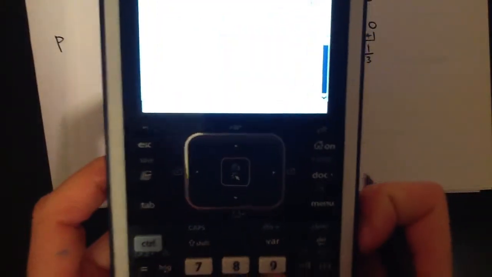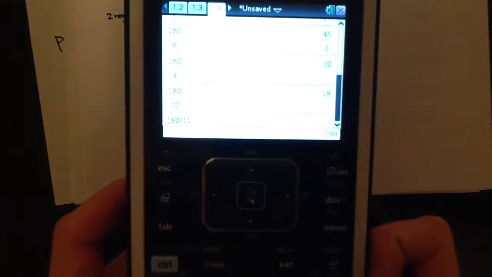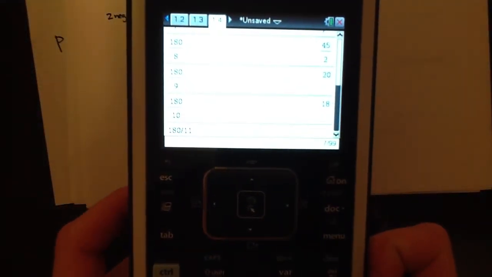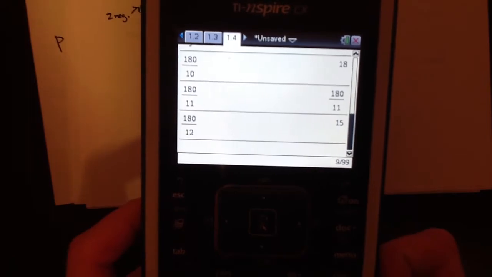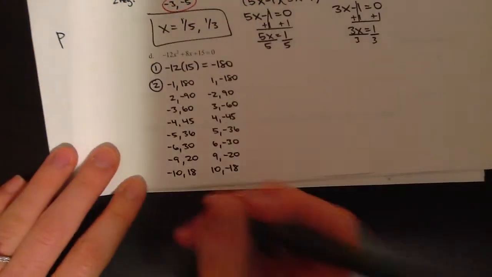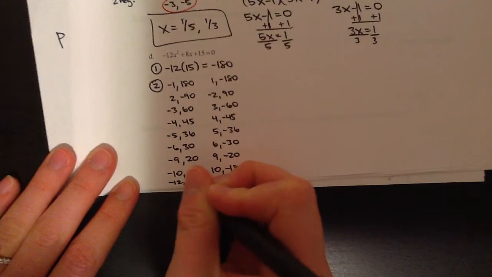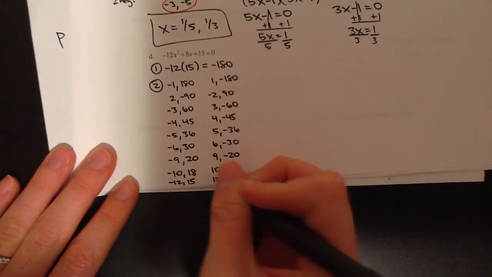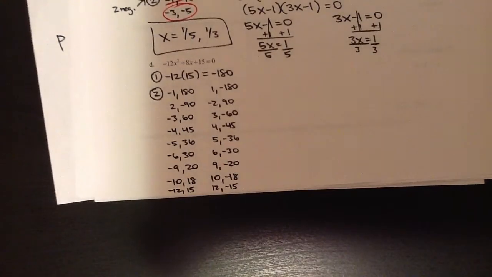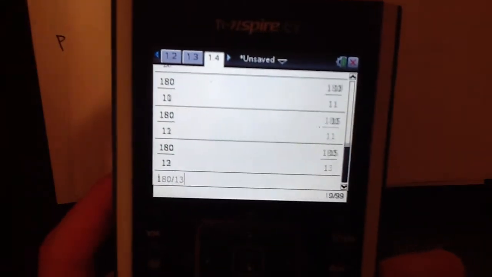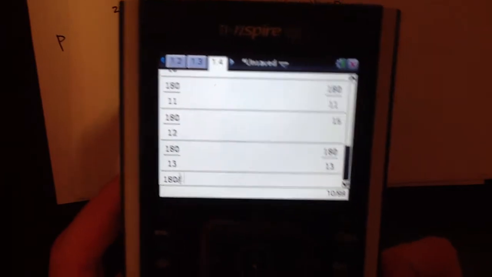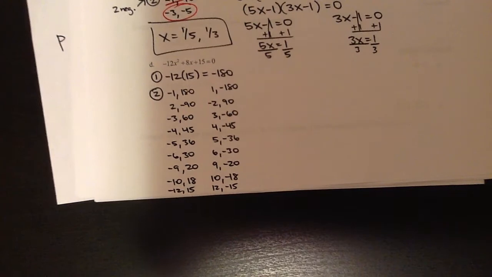Let's keep going. 180 divided by 11. It's not divisible by 11. How about 12? 12 and 15. Okay, can we sneak one more in here? Negative 12, positive 15, positive 12, and negative 15. So let's check 13 and 14, but I think we've got them all. 180 divided by 13. Nope. 180 divided by 14. Nope. And then we're back at 15, which we already have. So we've got them all.